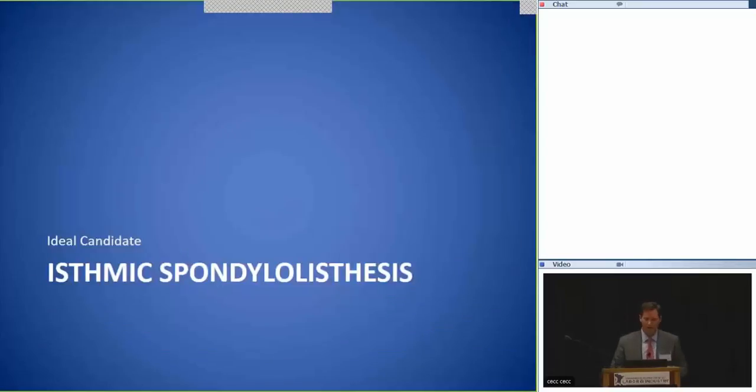So isthmic spondylolisthesis. I don't want to get too much into this, but there's 5 different types of spondylolisthesis. We've been talking about degenerative, but with isthmic spondylolisthesis, people have fractures in the back of the bone. It's actually present in 4 out of every 1,000 kindergartners. Okay, so they're very common in the population.